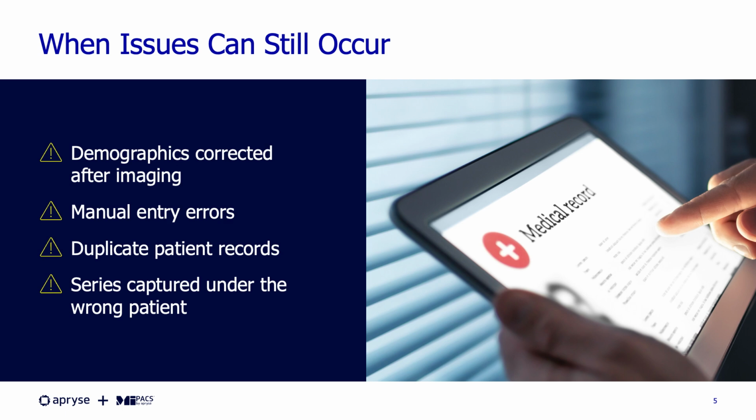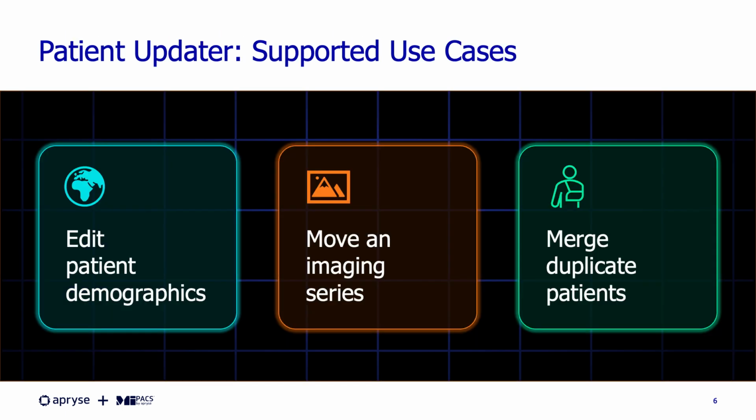Patient demographics may be corrected after imaging. Manual entry errors can happen. Duplicate patient records may be created. An imaging series may be captured under the wrong patient. The MiPACS Patient Updater supports 3 specific correction scenarios: editing patient demographic information, moving an imaging series to the correct patient, and merging duplicate patient records.